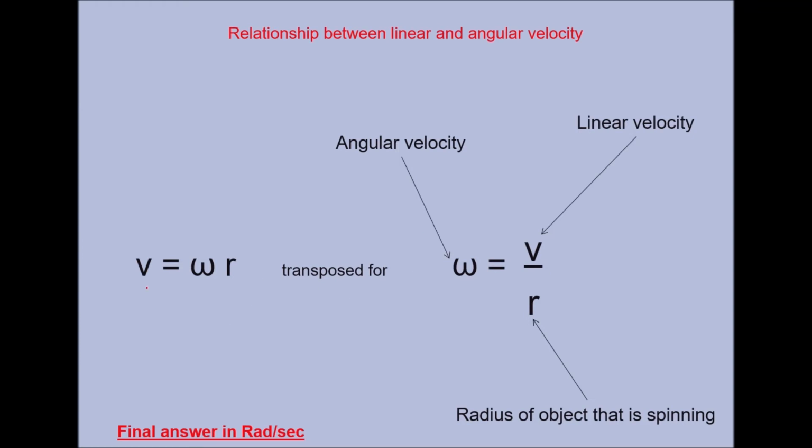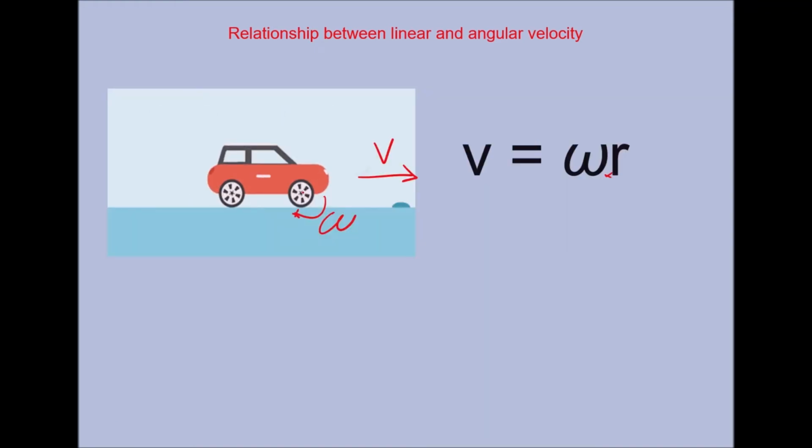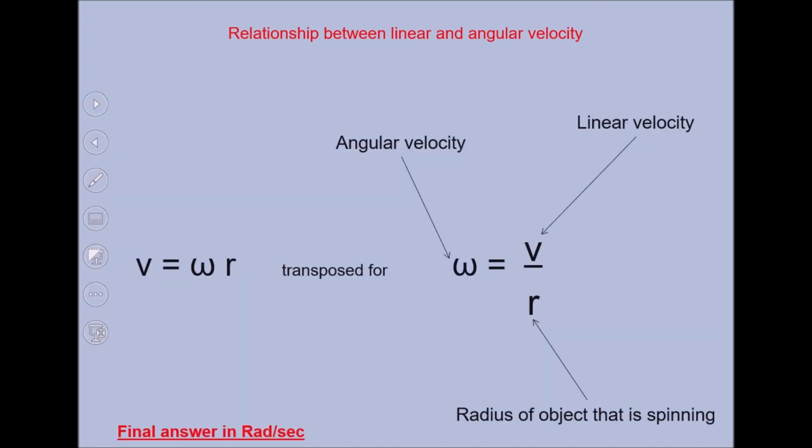So I'll pop onto this next one and we can see we've got a rearranged version here. So we've got linear velocity equals angular velocity times radius. So we've got angular velocity equals linear velocity divided by the radius of the object that's spinning. So if it's a car tyre, it's the radius of that wheel. If it's a bike, it's the radius of the bike wheel. Well, you can see where these different values come from here. Okay, right, next bit.